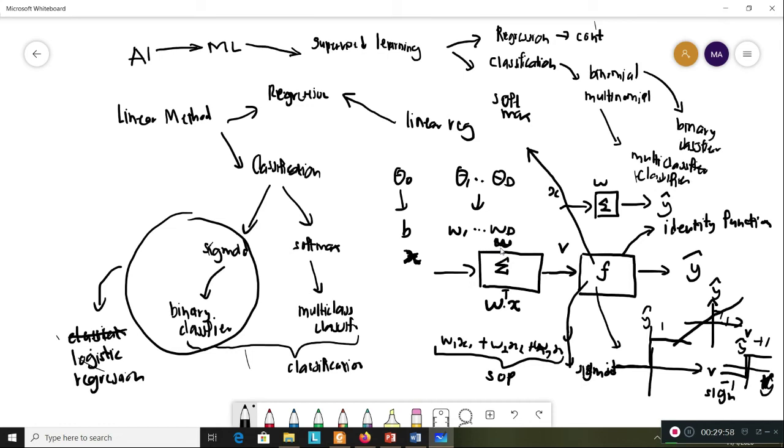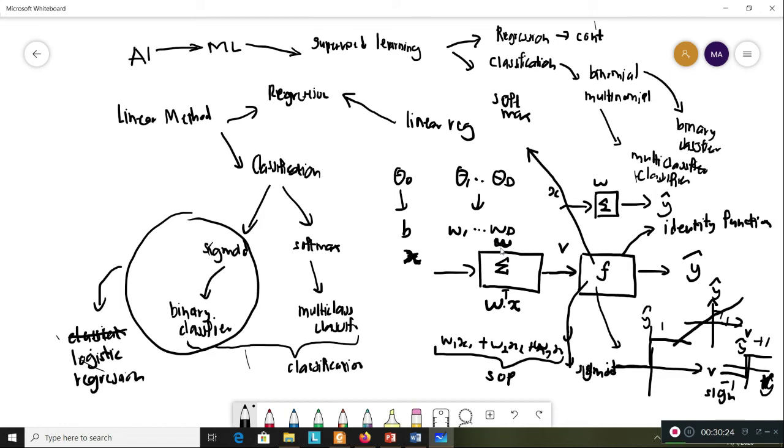And if you set your f with a unit step function, it is under this category as well, a linear method for classification, and that classification is for a binary classifier. However, it is also called the perceptron algorithm, if you set your f with a unit step function like this one.